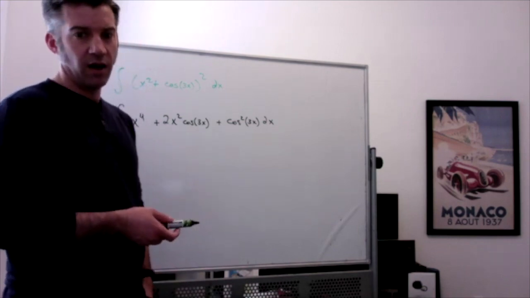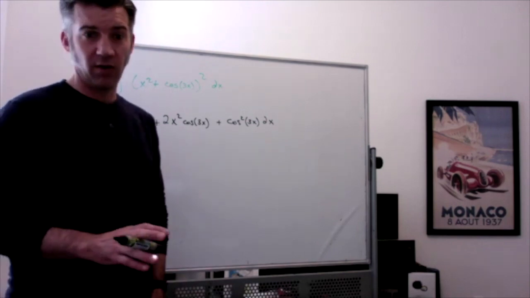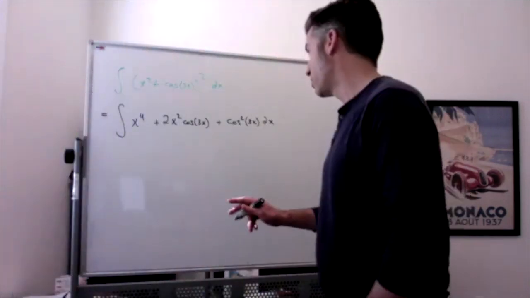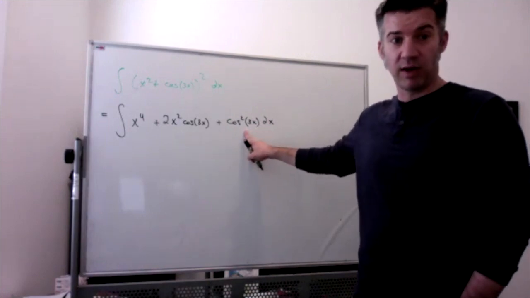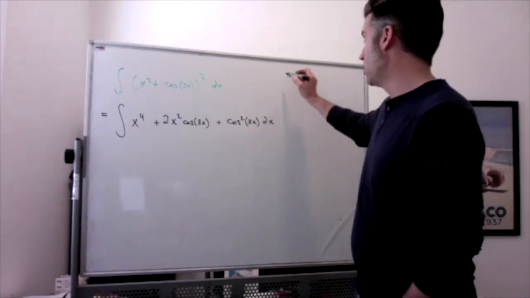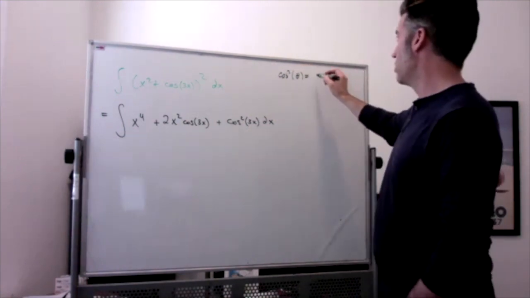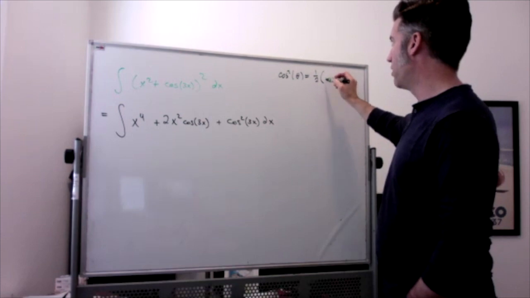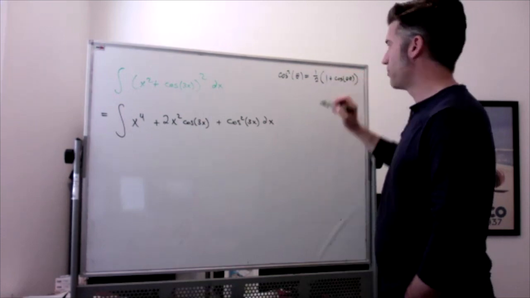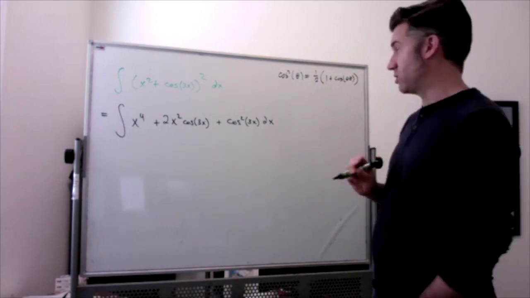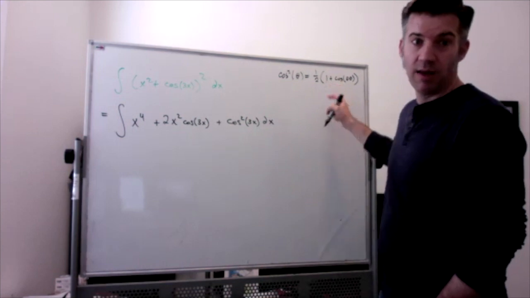Okay, I will point out, I don't think it's going to come up on your final, but just in case it would, the way you integrate something like this is by using a trig identity. Specifically, the trig identity that cosine squared of theta is equal to 1/2 of 1 plus cosine of 2 theta. That's what you do when you have cosine squared, is you replace it with that, and then you can integrate that.